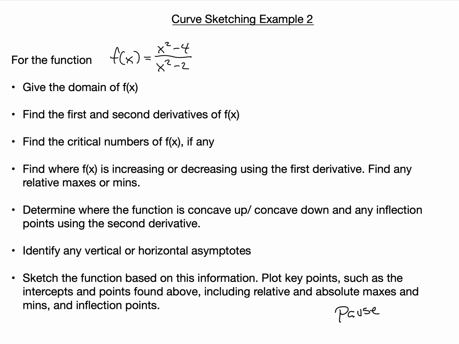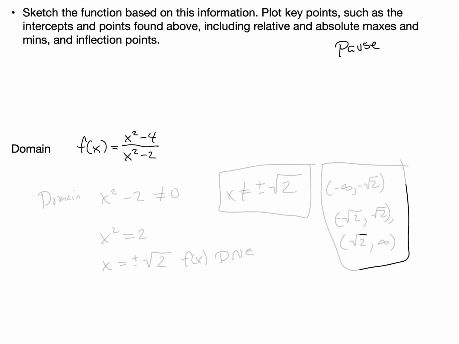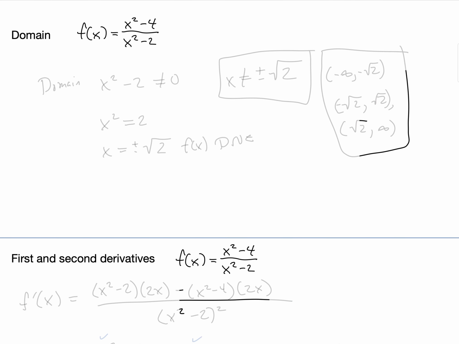All right, so what's the domain of this function? The domain of a rational function is all points at which the denominator is not equal to 0, if we're just looking at a polynomial over a polynomial. So the domain is where x squared minus 2 is not equal to 0. Let's see where it is equal to 0 to figure those points out. That would be at x squared equals 2. So x equals plus or minus the square root of 2 is where f of x does not exist.